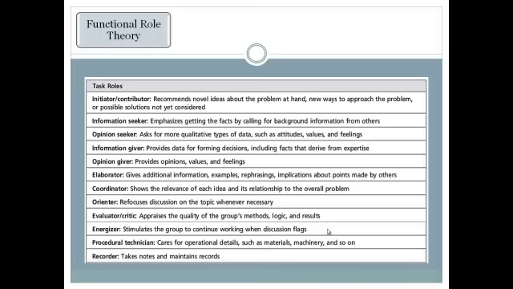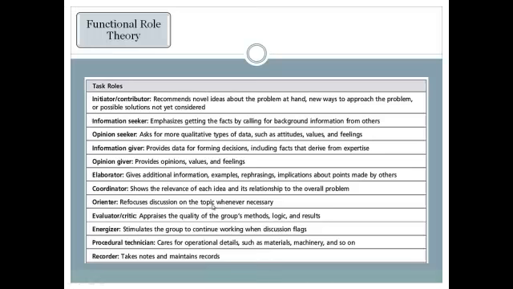So here are a list of the task roles that come from that theory. For example, you have the initiator/contributor, who recommends novel ideas about the problem at hand, new ways to approach the problem, or possible solutions not yet considered. So this is somebody who is coming up with an idea and presenting it to the group. An opinion seeker is someone who asks what your attitudes are, what you think about this particular idea, about this particular task. So they're seeking opinions about that.